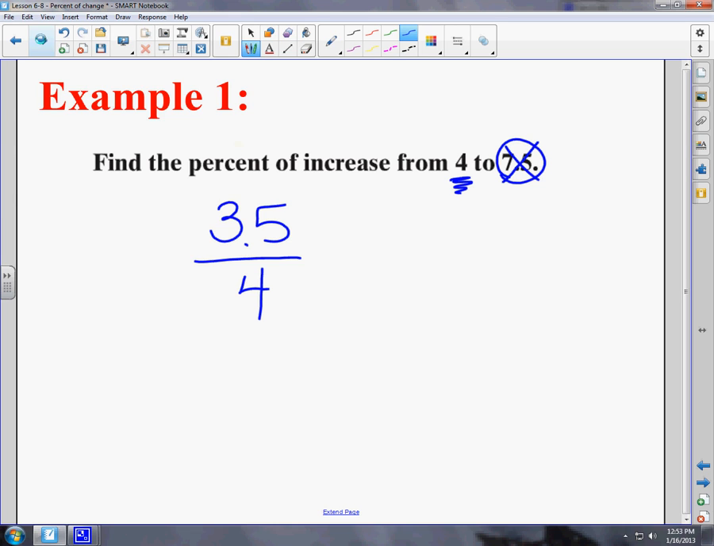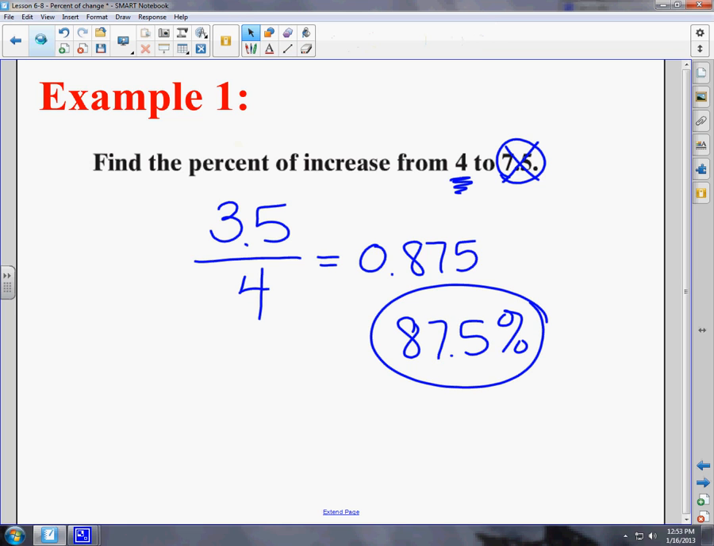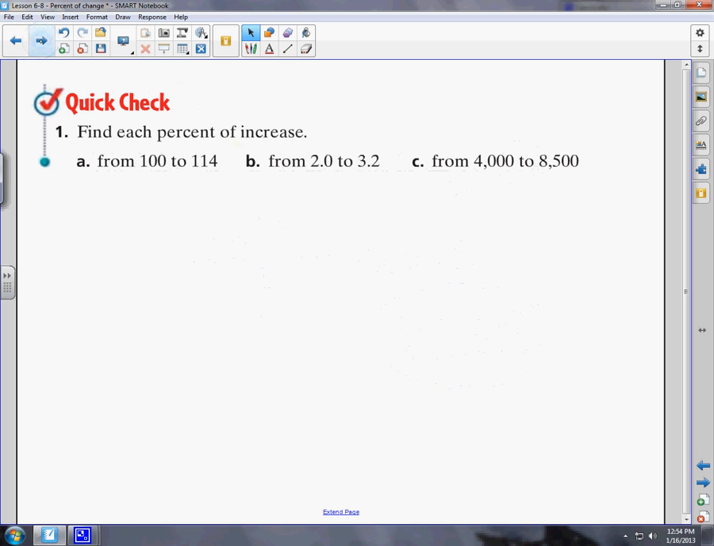So 3.5 divided by 4. So if I do that on my calculator, what I get is 0.875, but the percent is 87.5% increase. Because it almost went 100%. 100% would be from 4 to 8, because I completely went up 100%, but this wasn't quite. So try these 3 in your notes, and then we will correct.